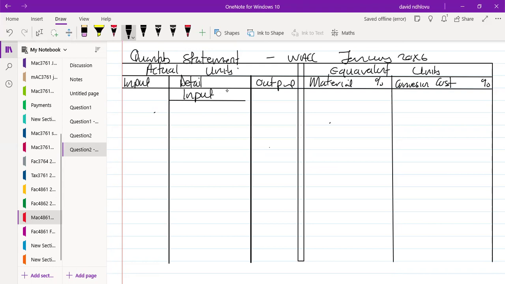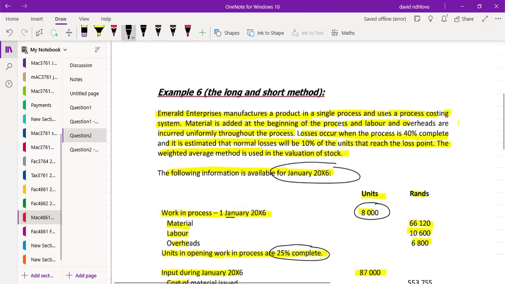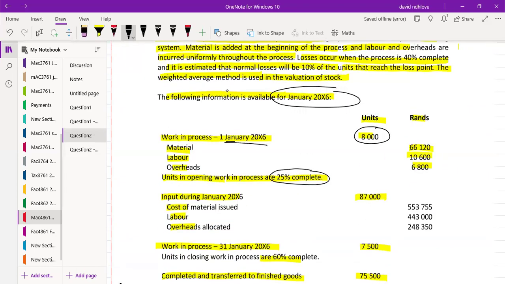Because it's continuous production, at the end of the previous month there were units in production which were not yet complete. Those are your static units. So you start with opening units, or opening WIP, which were the units still in production in the previous period. In terms of the opening units, there were 8,000 units.